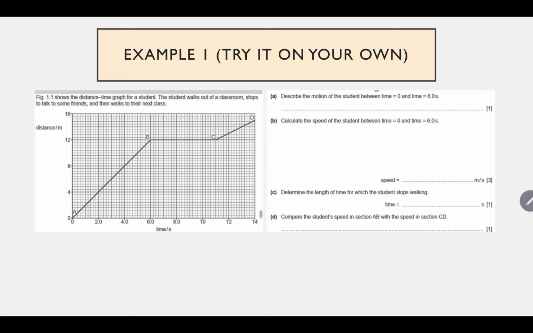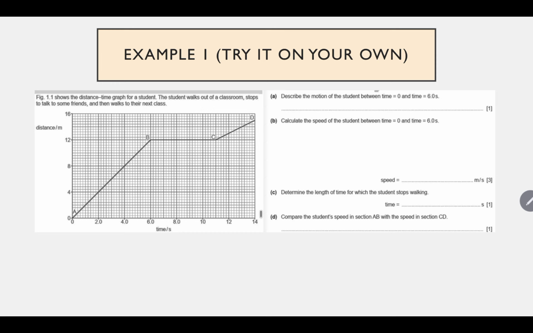The graph starts at A, and it says the student walks out of a classroom. So from A to B, the student is walking out of the classroom, stops to talk to some friends. So from B to C, as we said, it's stationary. So this is where he stopped to talk to some friends. And then walks to their next class. So from C to D, they're walking to their next class.